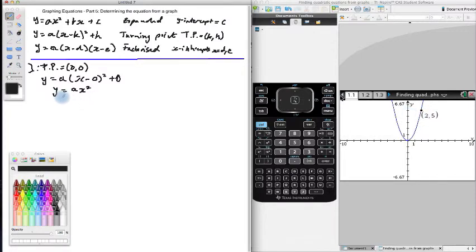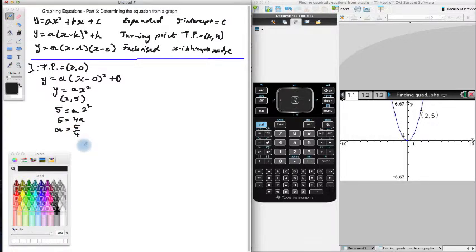Now let's use our second piece of information, this point here of (2, 5). So we can sub the point (2, 5) into our equation. When x is 2, y is 5. We're trying to figure out what a is, and x here is our 2 squared. So we've got 5 equals 2 squared, which is 4a. Rearranging that, we can divide both sides by 4 to find that a is 5 quarters.